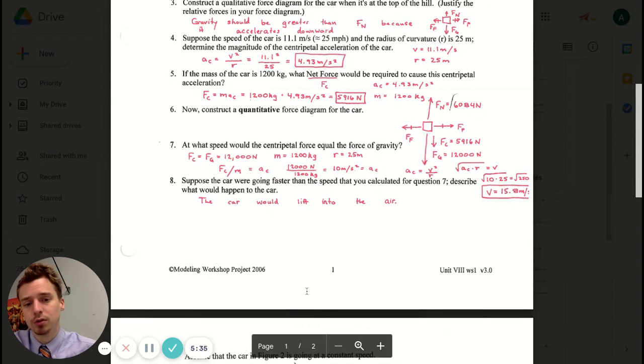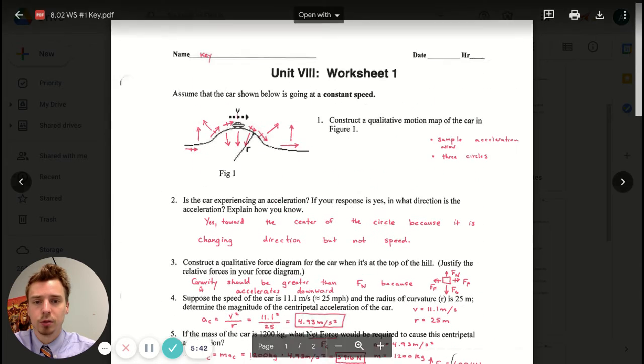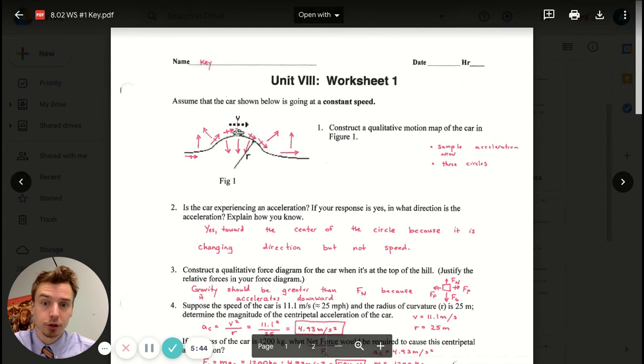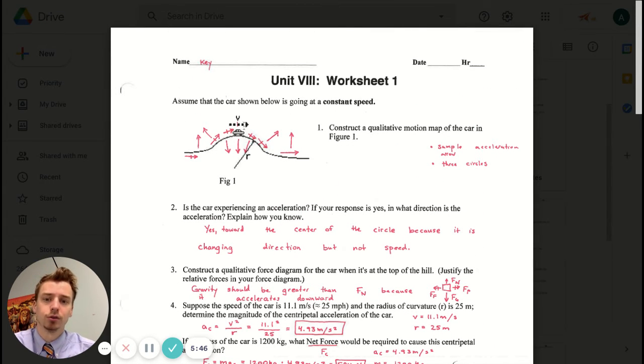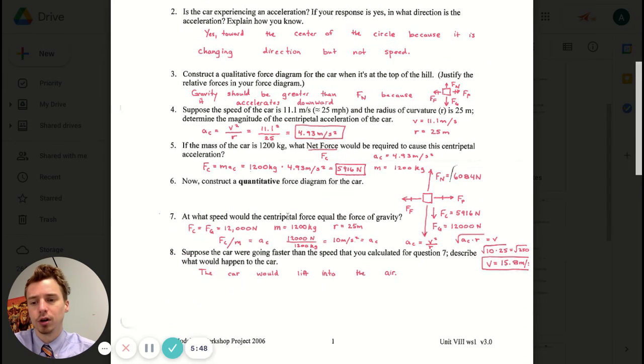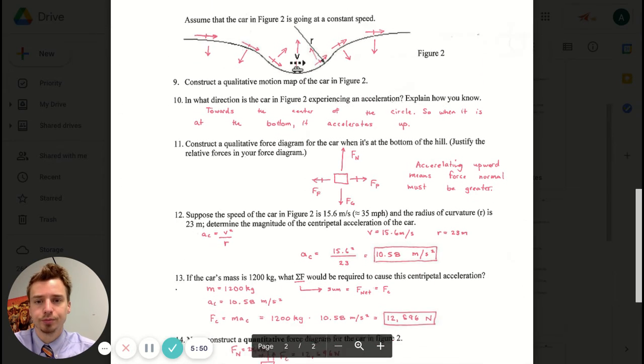So what happens if the car was going faster than that? That would mean the car is kind of lifting into the air. And this is what happens when you not necessarily make a huge jump, but you go into the air a little bit with your car. That's kind of what's happening.